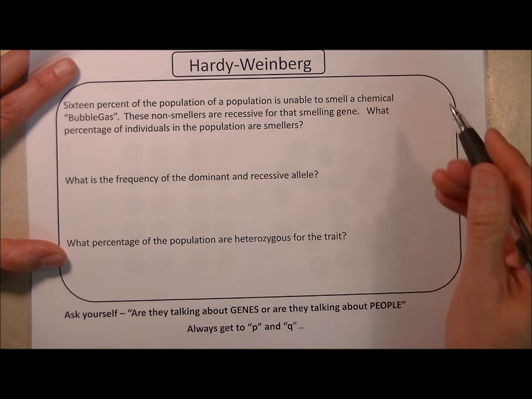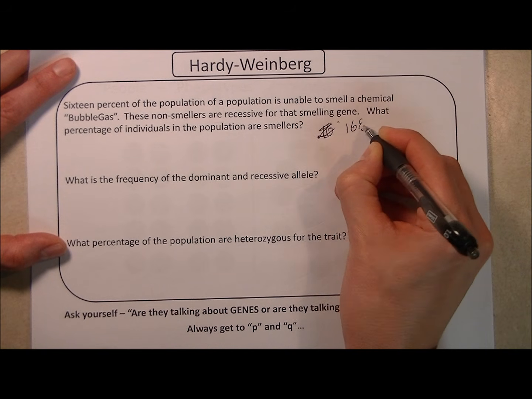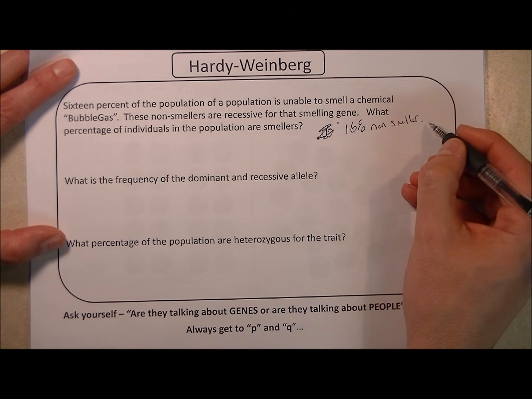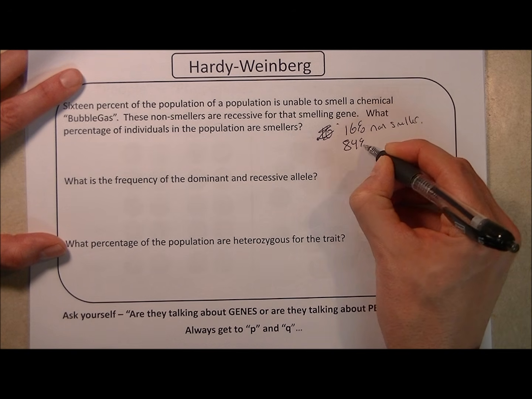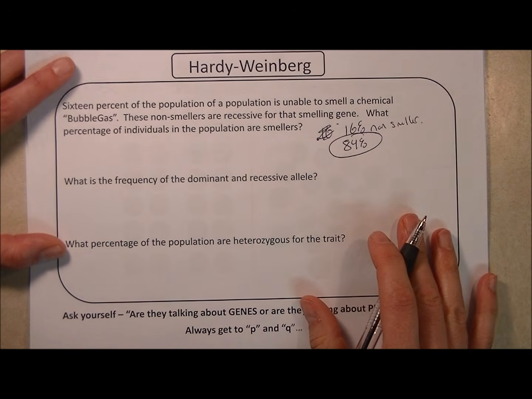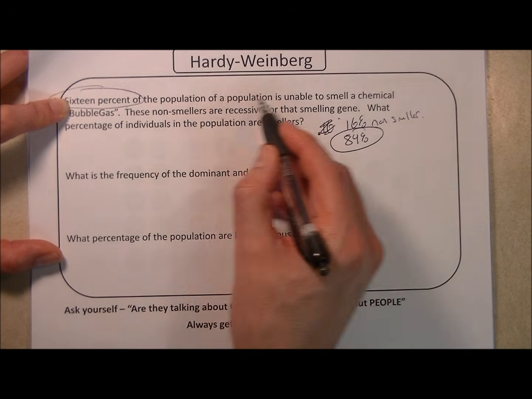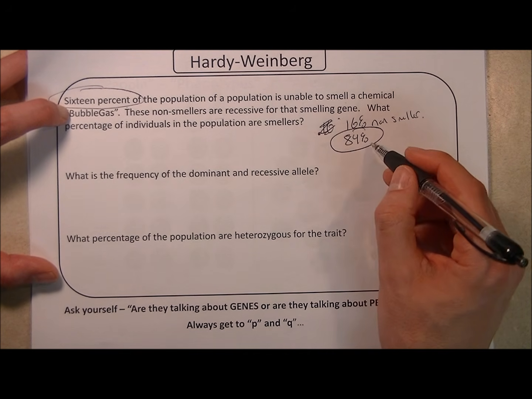All right, so this first one is basically, if 16% of people are non-smellers, how many are smellers? Well, it's everybody else, right? So what's 100 minus 16? And you get 84%. So the first one's not even a Hardy-Weinberg thing, it's just basic common sense. If 16% of the people can't do it, the remaining people can. So that would be just 100 minus that.